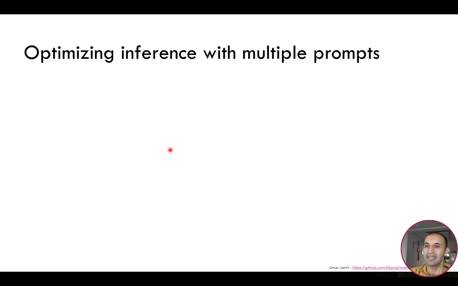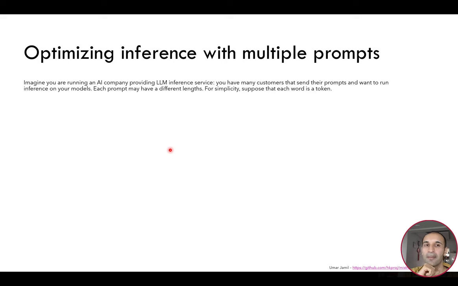So basically, imagine you are running an AI company, and you are providing an LLM inference service. You provide, for example, an API, and you have customers that send their prompts to your API and want to run inference through your large language models. Each prompt, of course, may have a different length, because each customer may be using the large language model for different purposes. For simplicity, suppose that each word is a token.